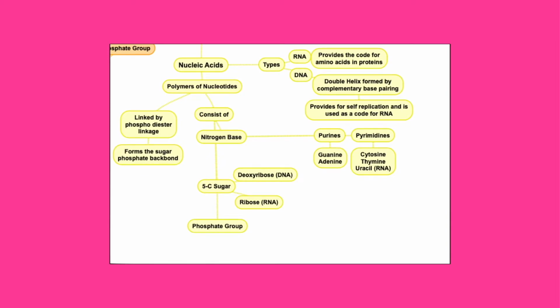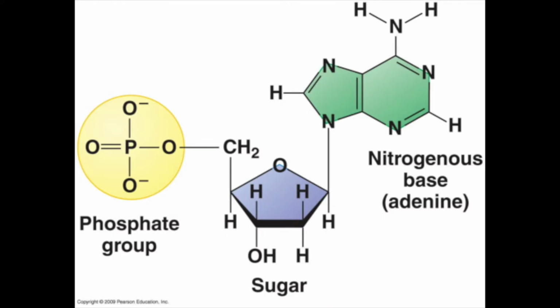Moving on to the nucleic acids. So these are also polymers. These are going to be made up of nucleotides. Nucleotides are going to consist of a nitrogenous base, a 5-carbon sugar, and a phosphate group.